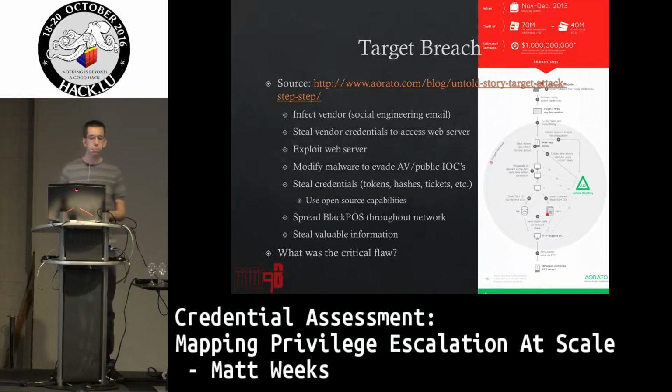And once they had control of that web server, not just web interaction, but an actual malware on that web server, they were able to see what security systems Target was running, what antivirus they were running, and they took public malware and modified it to be undetected by that particular antivirus and other public indicators of compromise that you may be looking for.